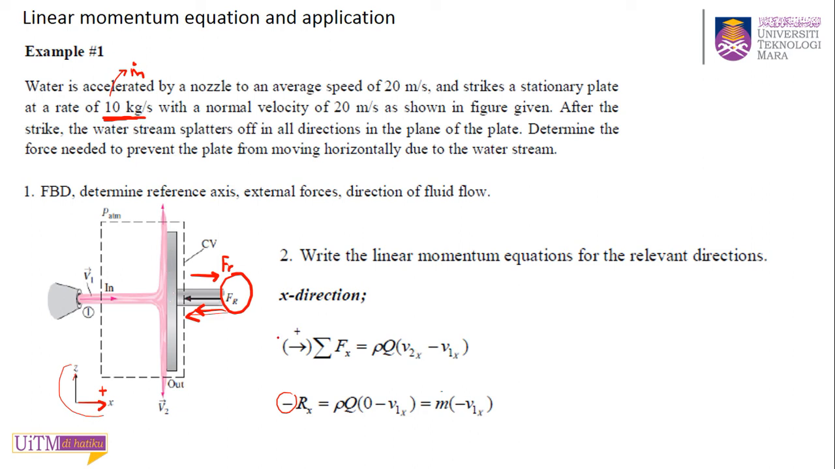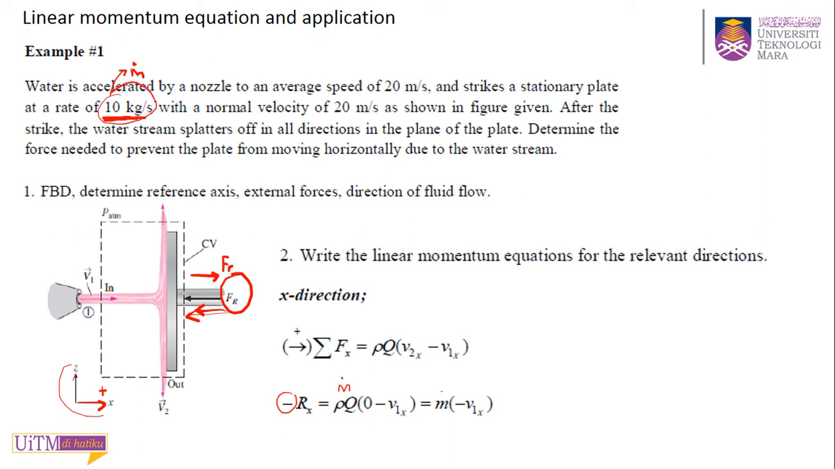So equal to rho Q times V2x, which is 0. Okay, there's no V2x minus V1x. V1x is the V1, and it moves in the same direction as your reference axis to the right. So that's why minus V1. And this rho Q is your m dot. You can write it as equal to m dot times minus V1x. That's why they give you the m dot here.